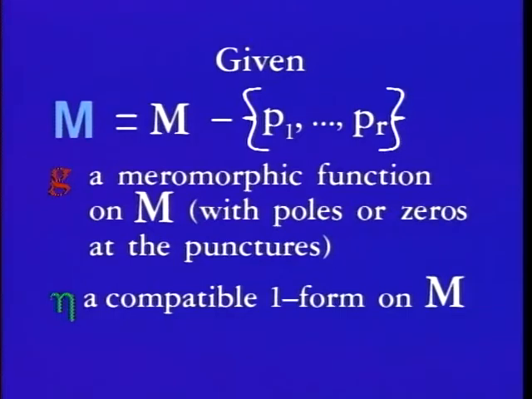Therefore, one can hope to construct an example as follows. Start out with a compact Riemann surface, bold-faced M, and puncture it at a finite number of points, P1 through PR. Specify a meromorphic function G defined on the compact surface, and a compatible one form, whose details I won't go into, to make the surface regular and complete. Also, specify that G has poles or zeros at the punctures. This will mean that as you go to infinity, the limiting normals at infinity will be parallel, and the surface has a chance of not intersecting itself at infinity.